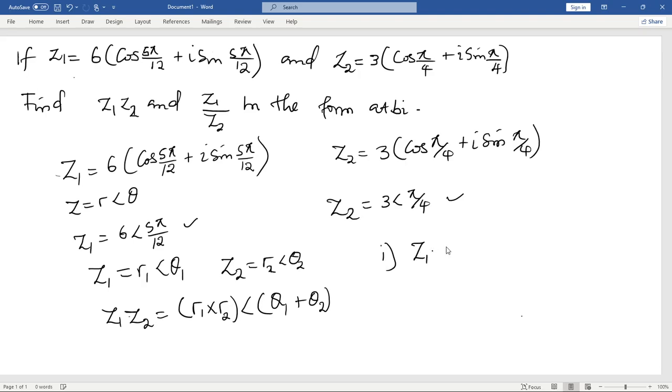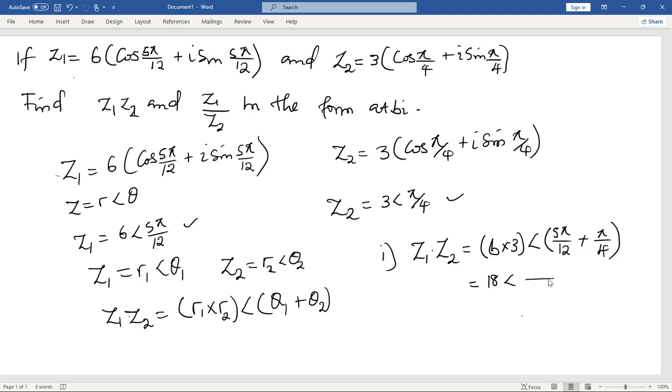So z1 multiplied by z2 is simply going to be equal to, we multiply the radiuses, so we have 6 multiplied by 3, then we add the arguments, or the angles, 5π/12 plus π/4. When you multiply 6 by 3, we get 18.